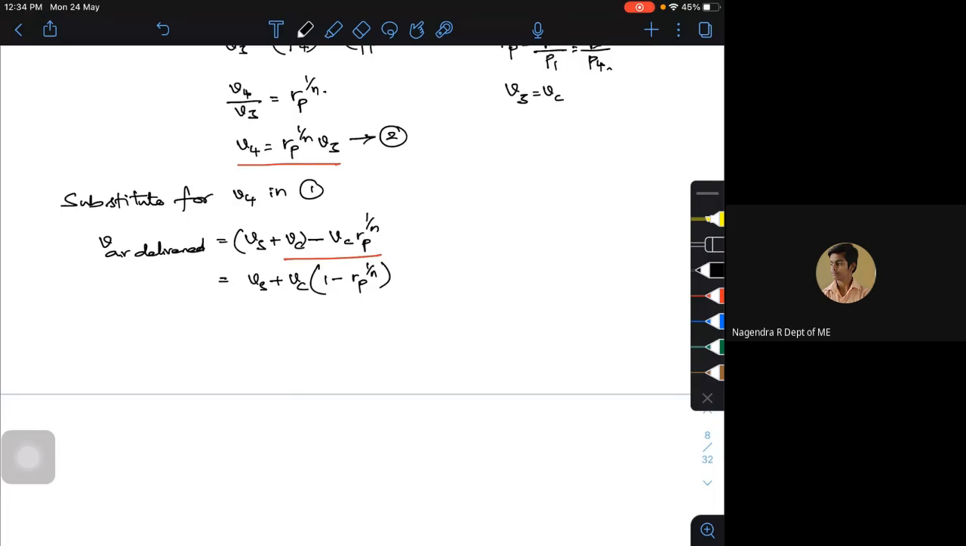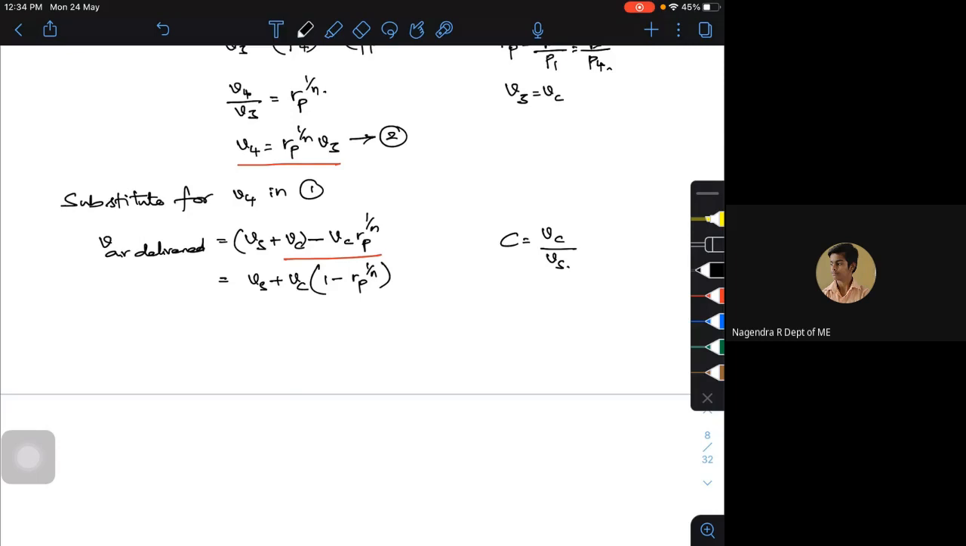Okay, now if I take some C, this is the expression I have. If I take some common factor, what is that? The ratio C is equal to clearance volume to stroke volume. This is called the clearance ratio. So the ratio of clearance volume to stroke volume, if I take that as C, then what will happen?